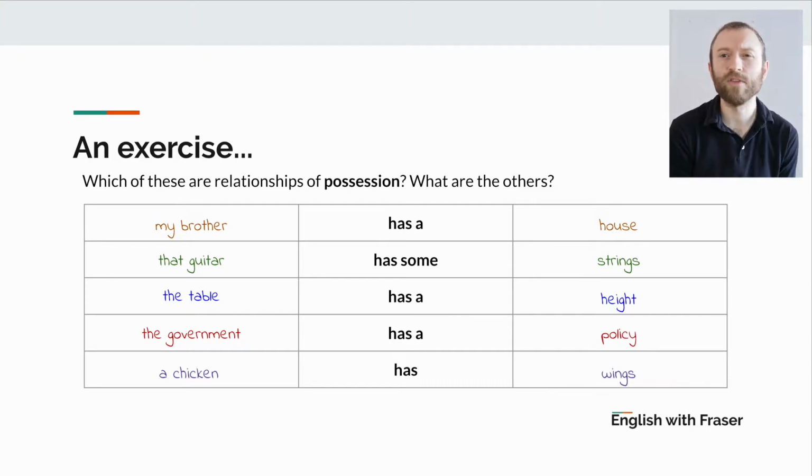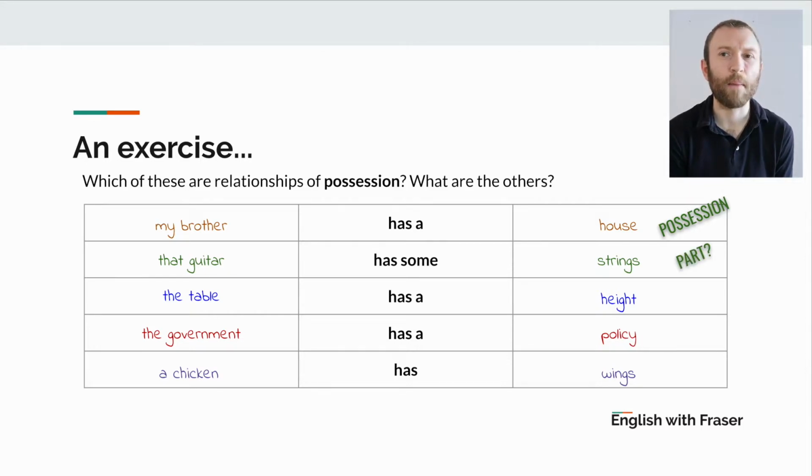My brother has a house. I think that's a very clear example that is a possession. The house belongs to my brother. My brother owns the house. Okay, we're talking about a possession. What about that guitar has some strings? Is that a relationship of possession? I'm going to say that it's not really. We're talking about here a part of the guitar. I put the question mark because it's not a permanent part of the guitar. You can change the strings. You can take the strings off the guitar and it's still a guitar. You can't really use it. But I think the best word here to use is a part.